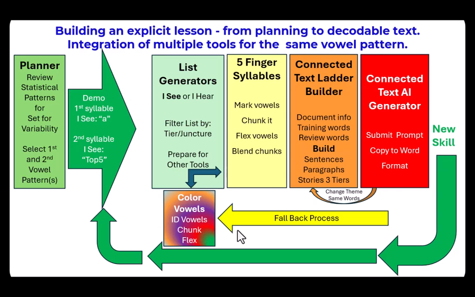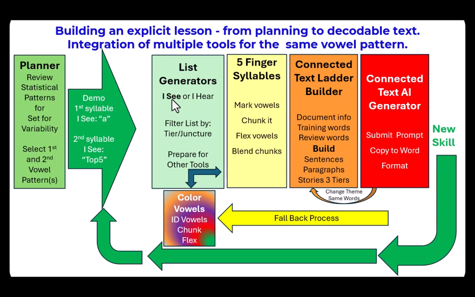We will select the first syllable with the ISee tool, and we're going to select the first vowel syllable of the letter A. Then we will select the second syllable, ISee, the top 5. You can select individual vowel patterns, but we are going to select the top 5 to give us more variability. We will then discuss the list generators.